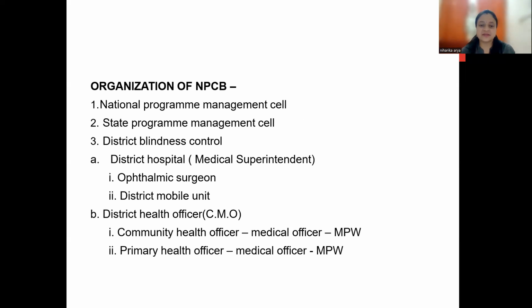What are the different organizations of the NPCB? First is the National Program Management Cell. Second is the State Program Management Cell. Third is the District Blindness Control, which includes the district hospital and the district health officer. The district hospital, like the medical superintendent, has ophthalmic surgeons and the district mobile unit. And the second is the district health officer, that is the CMO, which includes the community health officer like the medical officer or primary health officer.